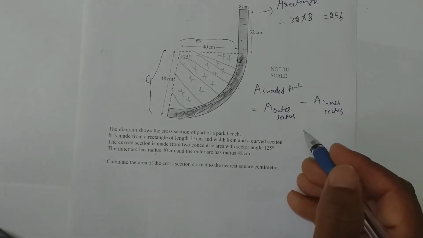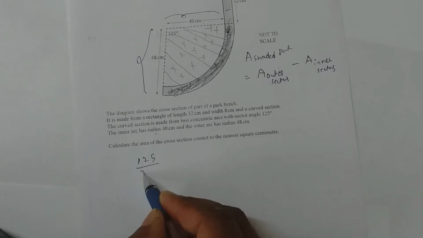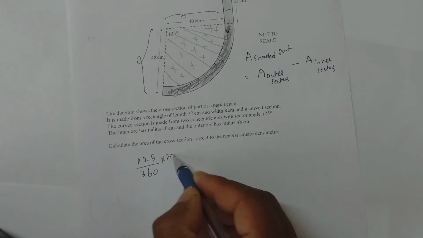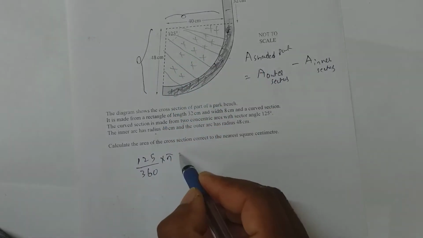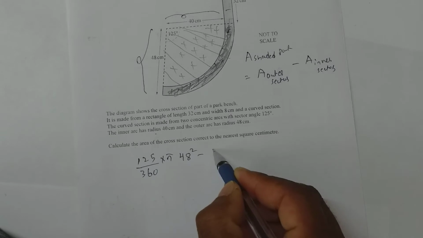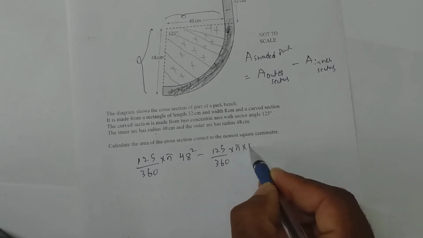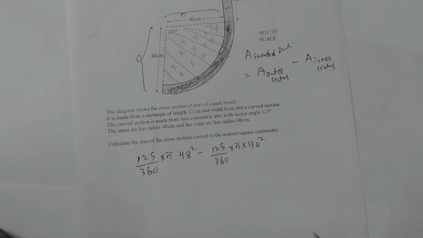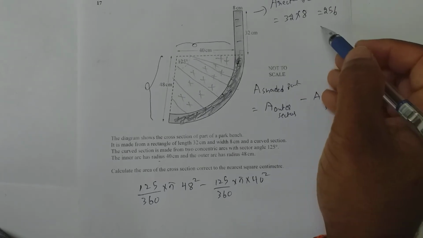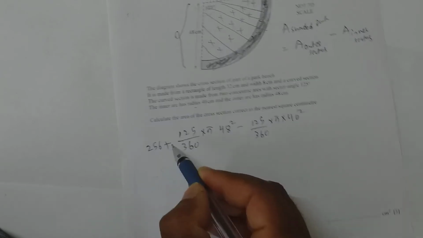So now what is the outer sector formula? It's theta by 360 into pi r squared. So 125 by 360 into pi into 48 squared, since r for the outer part is 48, minus 125 by 360 into pi into 40 squared. Okay. To this you need to add the earlier rectangle area, 256, to get the entire cross section area. So it is 256 plus this one.